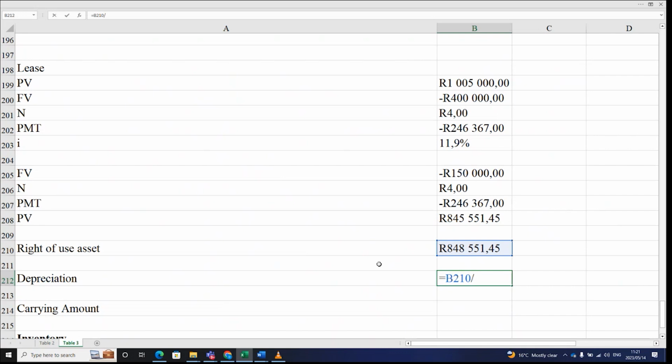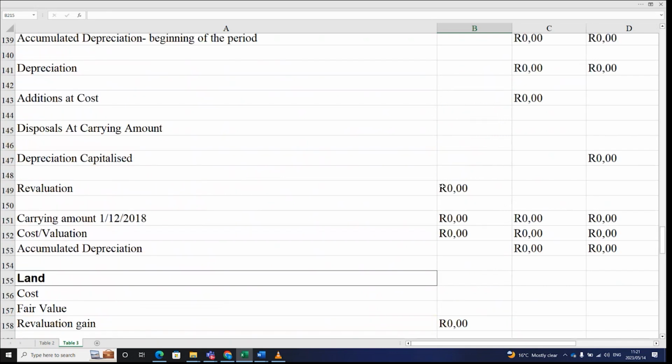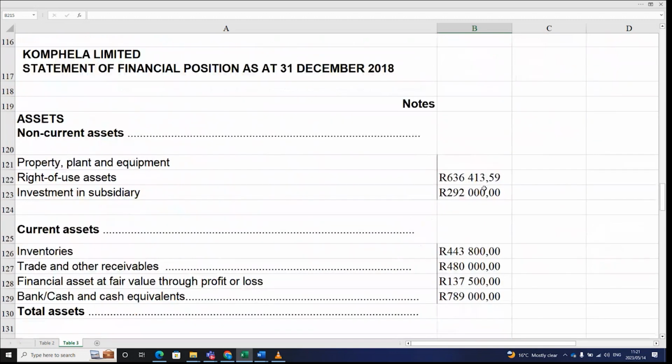Okay, so the lease period is 4 years. That's what we have over there. Then the carrying amount will obviously be the cost less the depreciation for the period, which leaves us with 636,000. That's the amount we have there as the right of use asset.